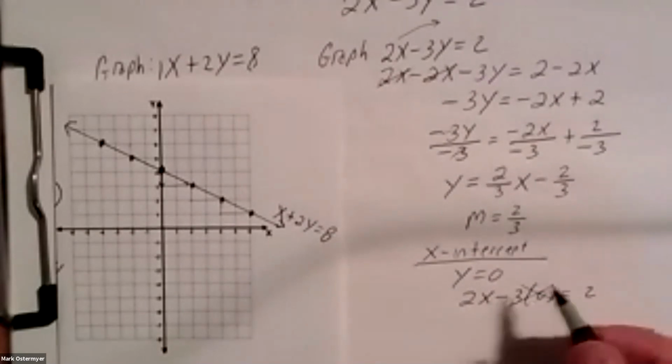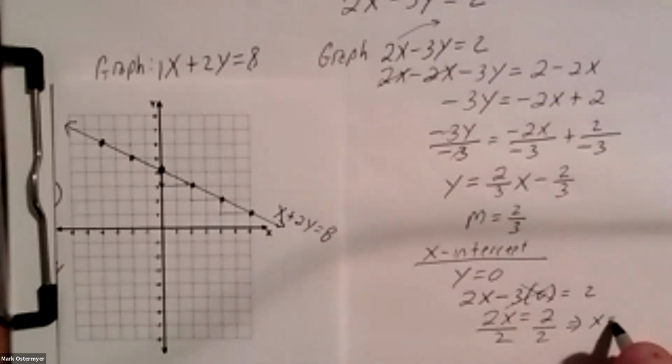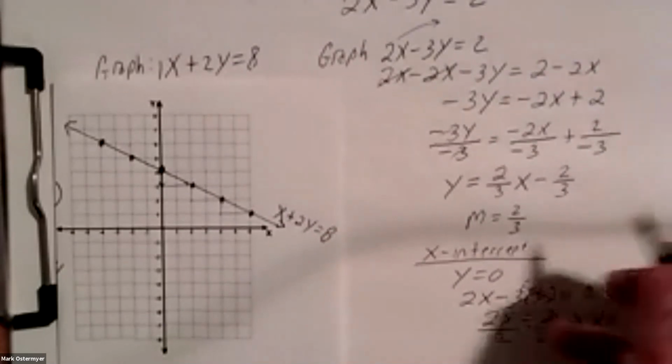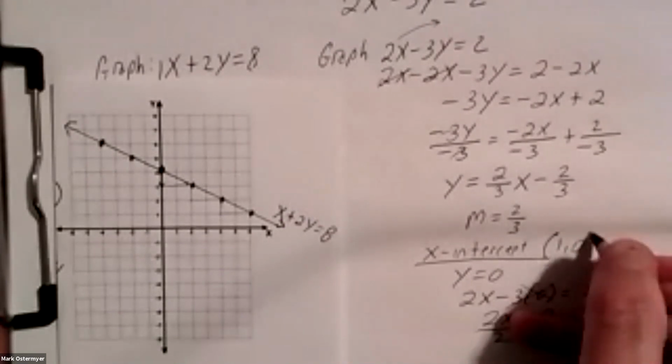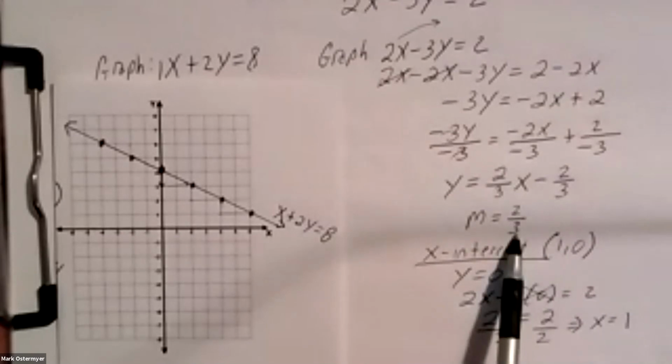This is gone to 0. So 2x = 2. Divide both sides by 2, and we get x is what? Positive 1. So it looks like my x-intercept is going to be (1, 0). All right, so now we know our x-intercept is (1, 0). We know the slope is 2/3. That should afford me the opportunity to plot any number of other points on this line.